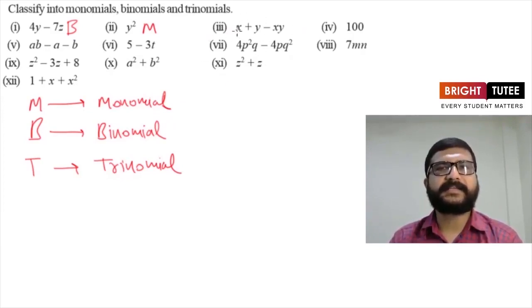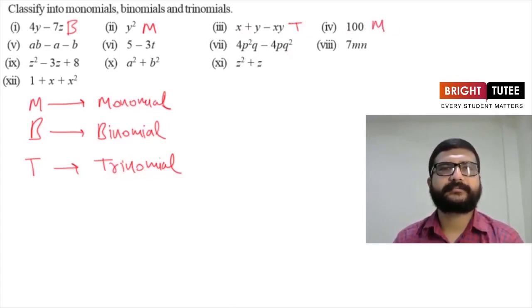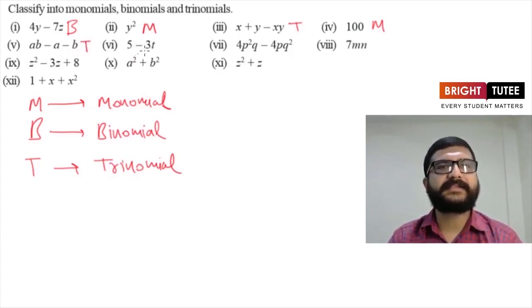Now the third expression, it is x plus y minus xy. So here we are having three terms and these are three unlike terms, so this is a trinomial. And then we are having 100, there is only one term, so it is monomial. Now the fifth expression, it is ab minus a minus b. So we are having three terms, ab, minus a and minus b, and these are three unlike terms, so this is a trinomial.